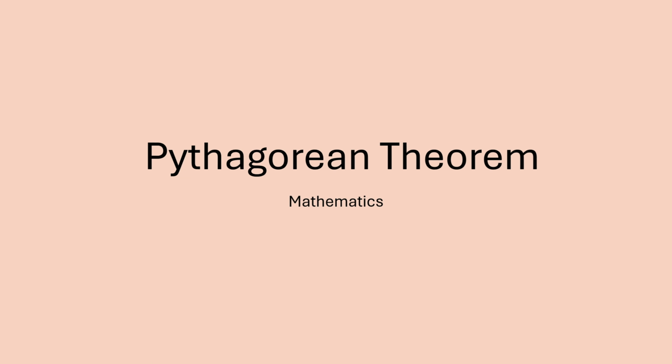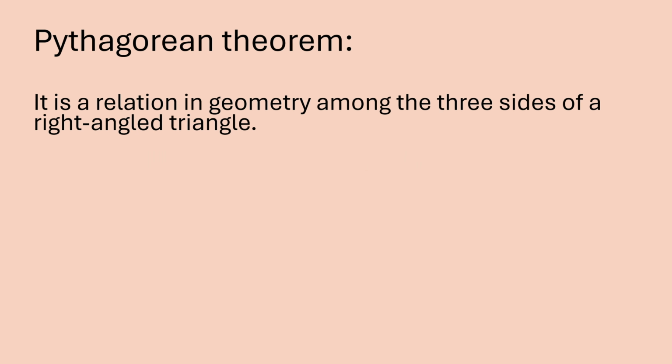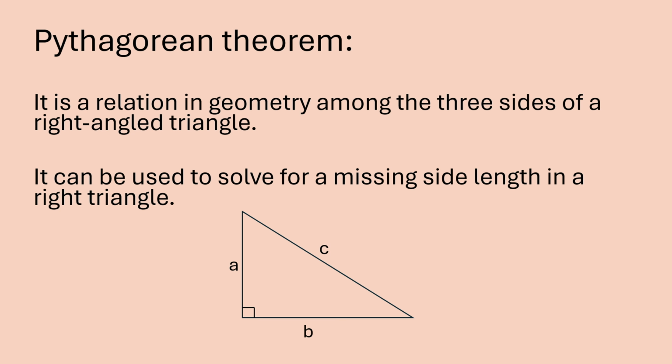In this video, I will cover Pythagorean theorem. Pythagorean theorem is a relation in geometry among the three sides of a right-angled triangle. This is a right triangle. A, B and C are the sides of this right triangle. It can be used to solve for a missing side length in a right triangle.